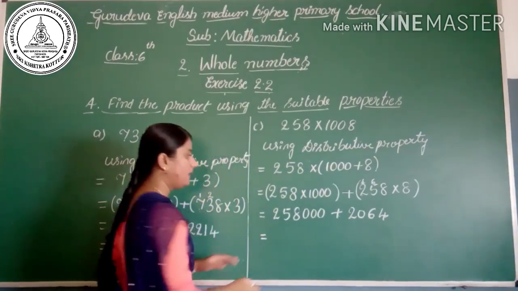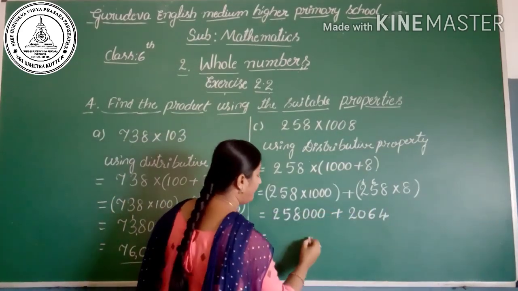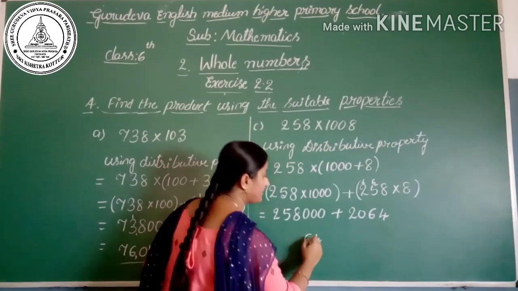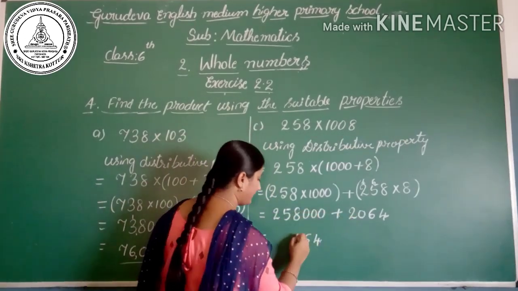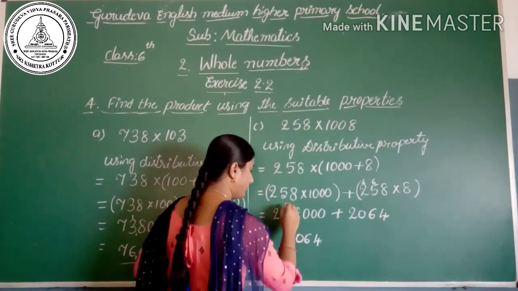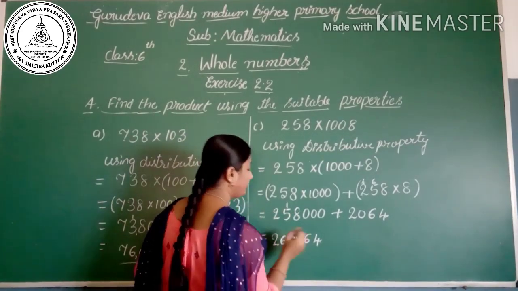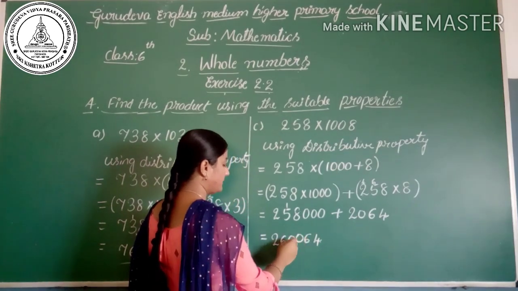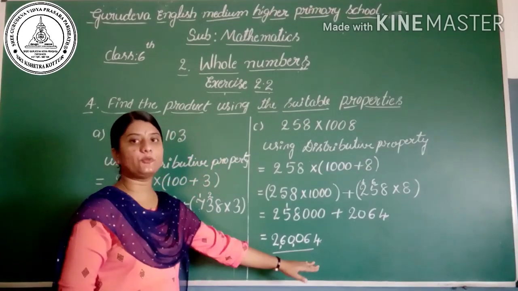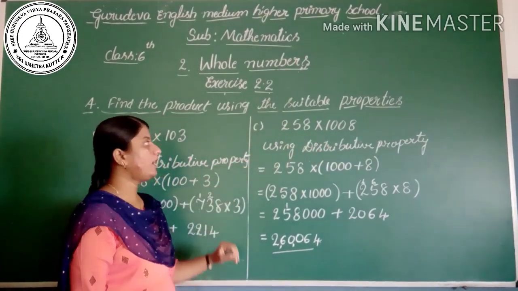Which is equals to, add these numbers here: 4 plus 0 is 4, 6 plus 0 is 6, 0 plus 0 is 0. Then 2 plus 8 is 10, 0, and carry 5 plus 1 is 6. Then 2. Ones, tens, hundreds, thousands, ten thousands, lakh. 2,60,064 is the product of the given number. Okay, is it clear?